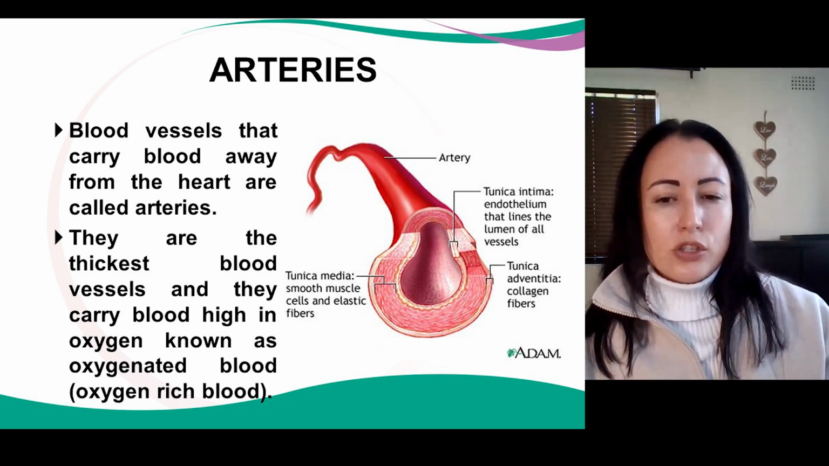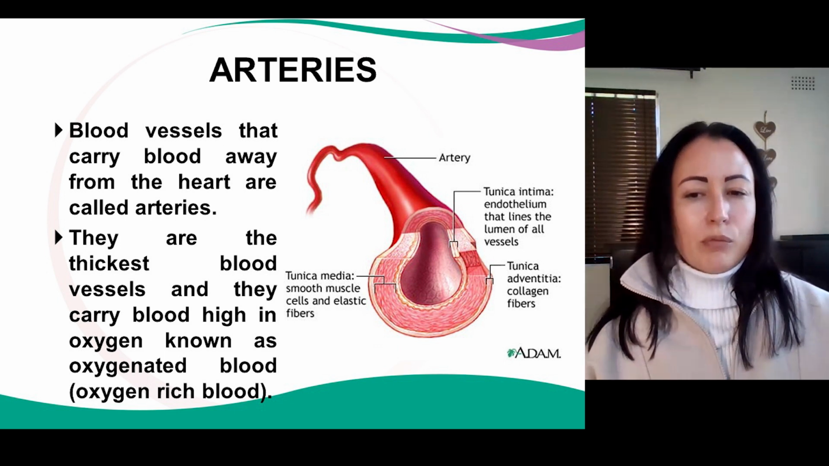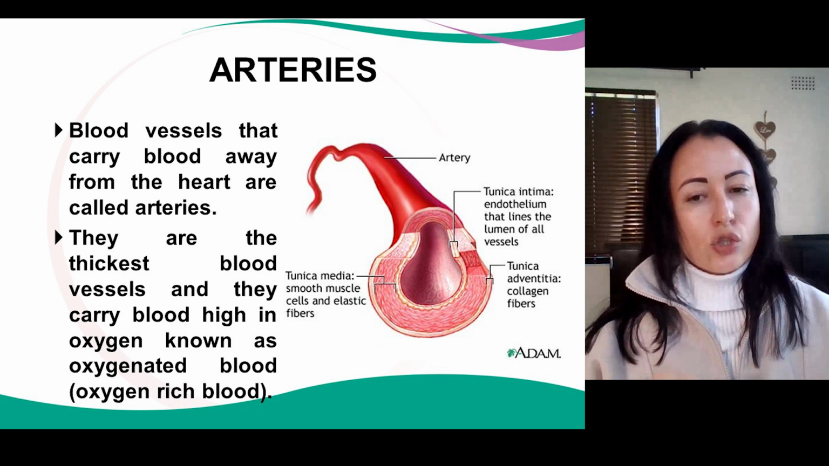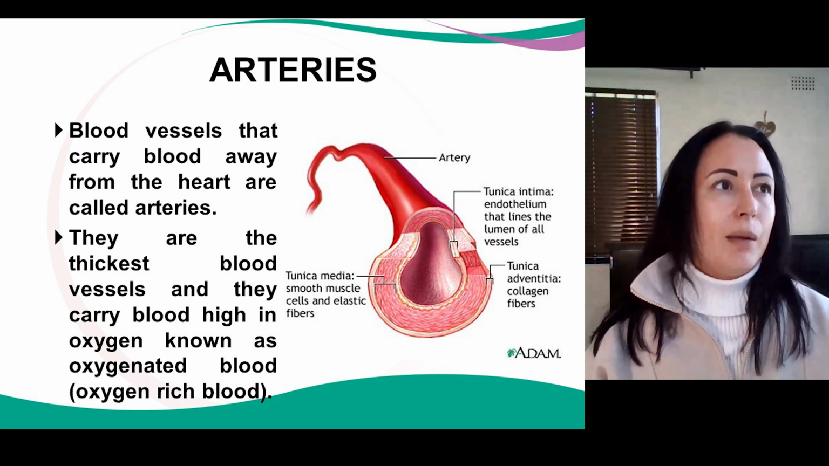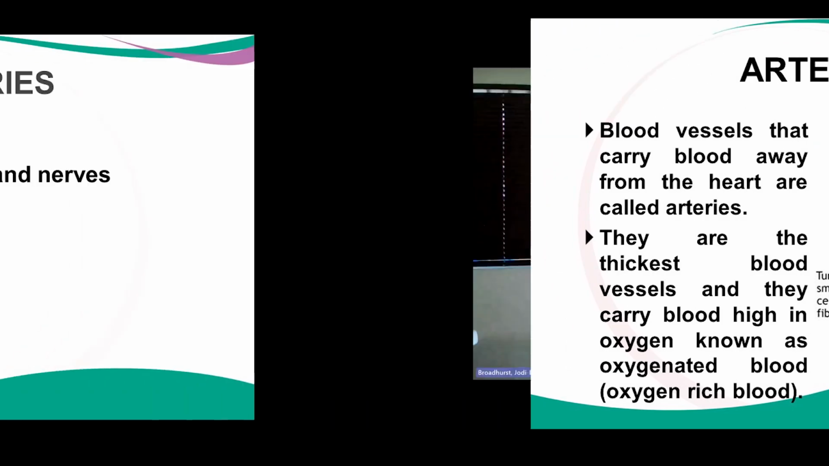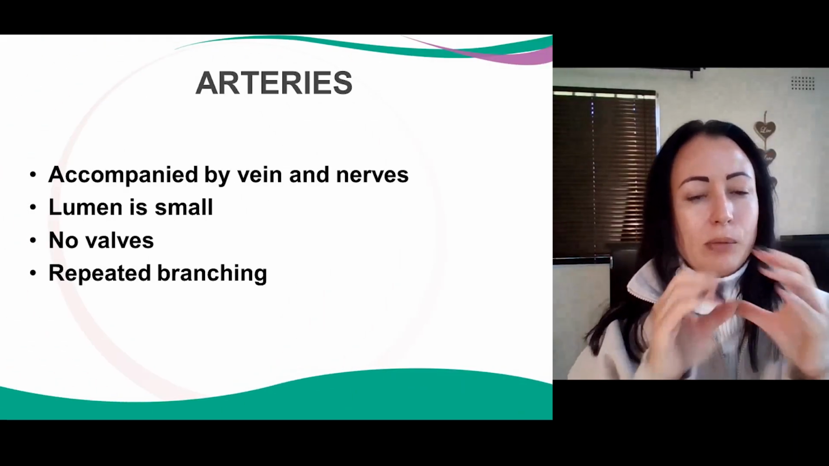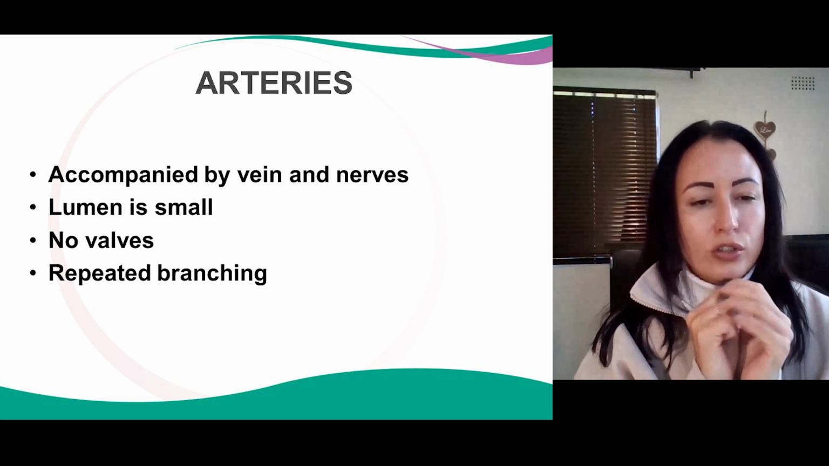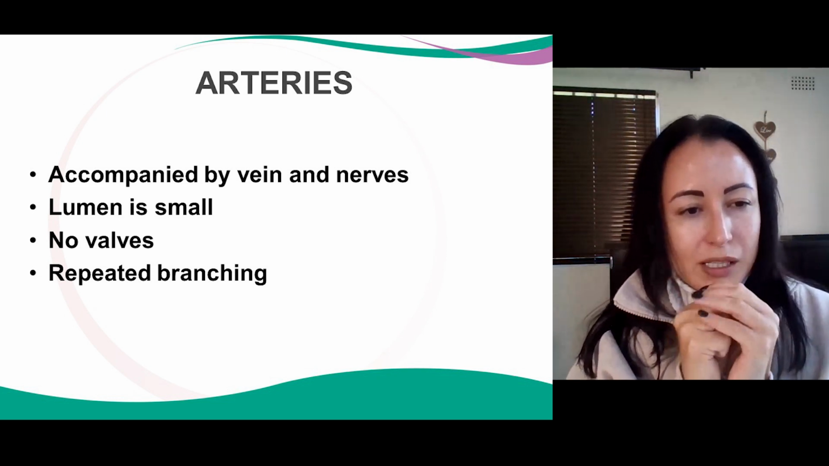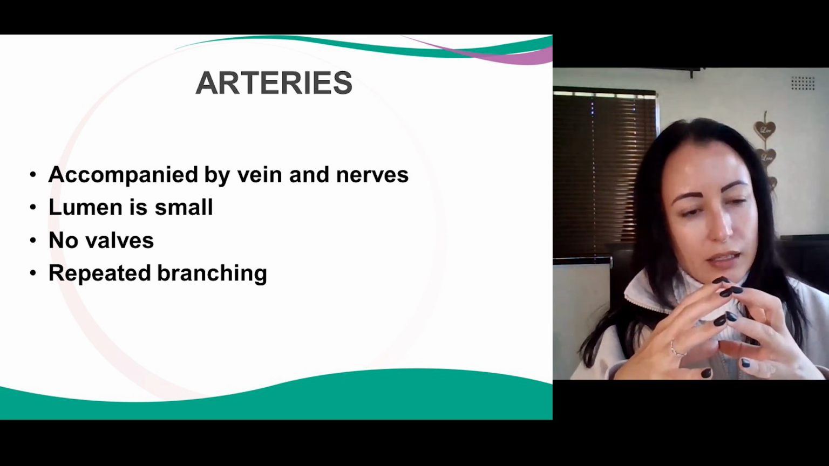All I want you to pay attention to is how thickly walled it is, as the blood that moves inside an artery is at quite a high pressure. So the artery needs to be quite strong. Arteries are accompanied by veins and nerves. The lumen is small in an artery. The lumen in an artery, that's the gap, is quite small because most of the space is taken up by the muscles on the outside.